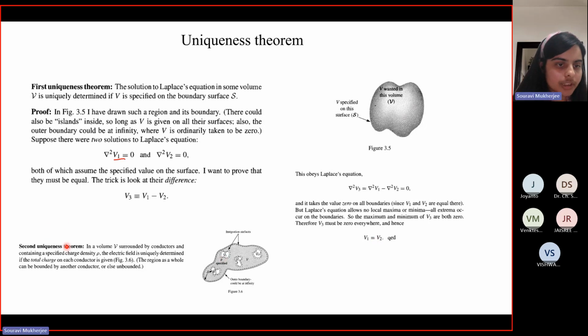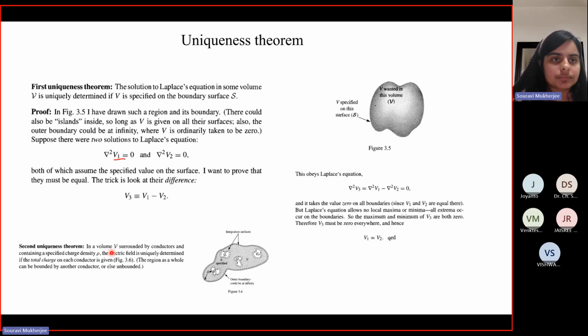Okay. Now talking about the second uniqueness theorem, there is also another uniqueness theorem which says that if in a volume you have different conductors, and you know the volume charge density in the region, and you know the charge on the individual conductors, then the electric field is uniquely determined in this region. So basically, using this uniqueness theorem allows us to simplify calculations of potentials and electric fields. We'll see in the coming slides how it becomes useful.